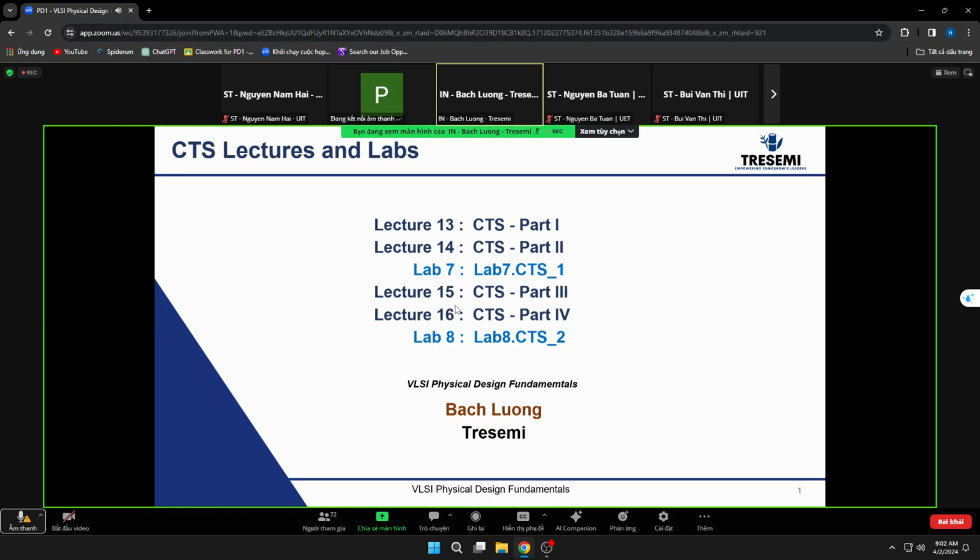Next week, we'll have a 1-hour lecture, and then the other hour for the lab instructions, followed by lecture 15, clock tree part 3, and then lecture 16, which is going to be the last part of clock tree synthesis. And then it'll be the second lab for clock tree, which is lab 8. So that's the agenda for the clock tree synthesis topic.